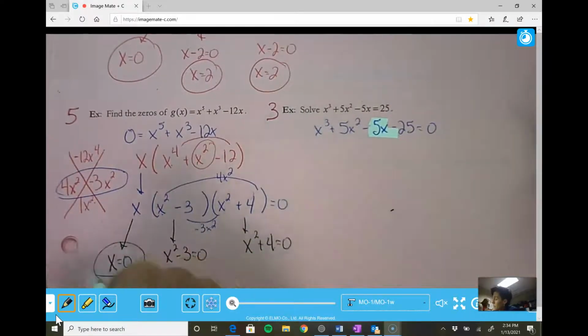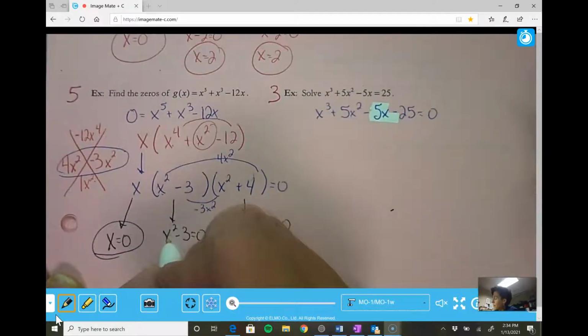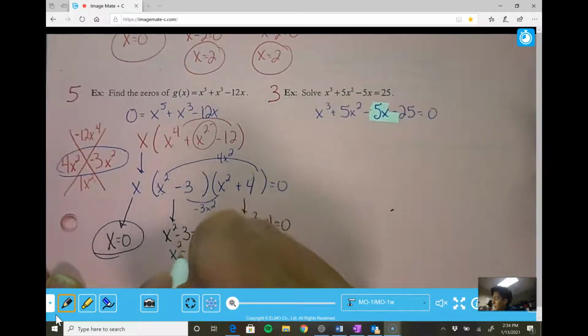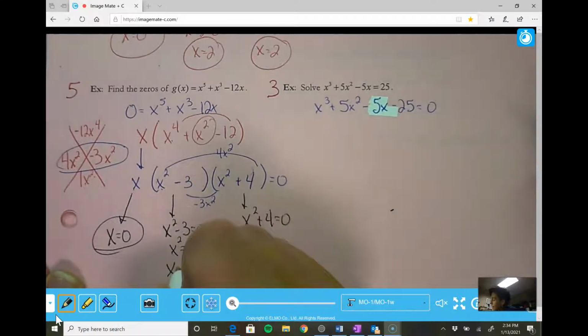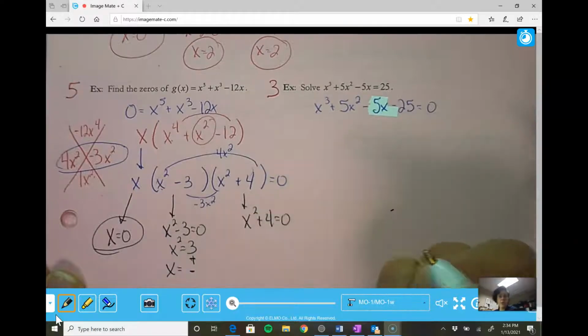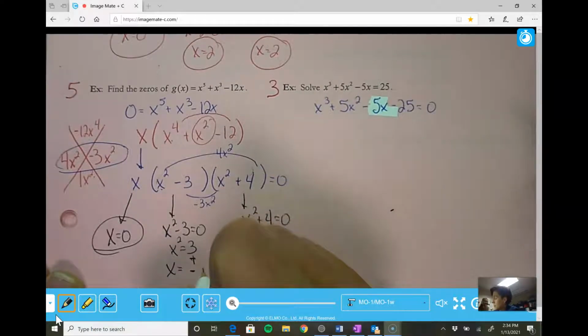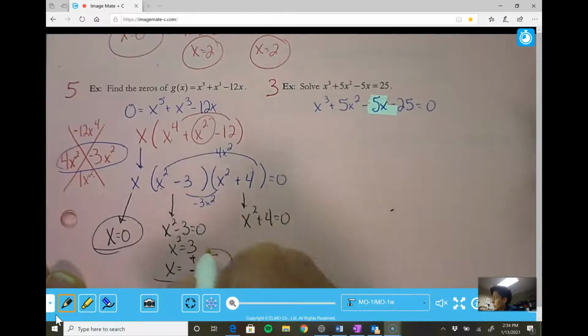And again, here's my first answer. That one's done. For this one, I'm going to isolate x by adding 3. And then to get rid of the square, I'm going to square root. And remember, when you square root, you get a positive and a negative version of that answer. If you'd like to find out what the square root of 3 is, you can. Otherwise, you can just leave it as the square root of 3.